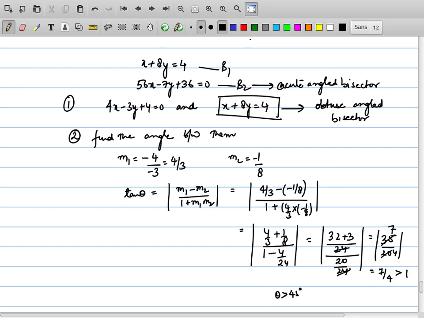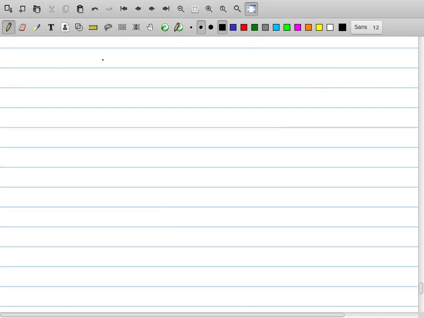Now the next point that we will discuss is a method to find the obtuse angled bisector and acute angled bisector directly, without actually having to see or find which one is obtuse and which one is acute. Let's say these are your two lines, L1 and L2. This is one of your bisectors and this is the other bisector, let's say B1 and B2. We want to straight away find out which bisector is obtuse angled and which is acute angled.